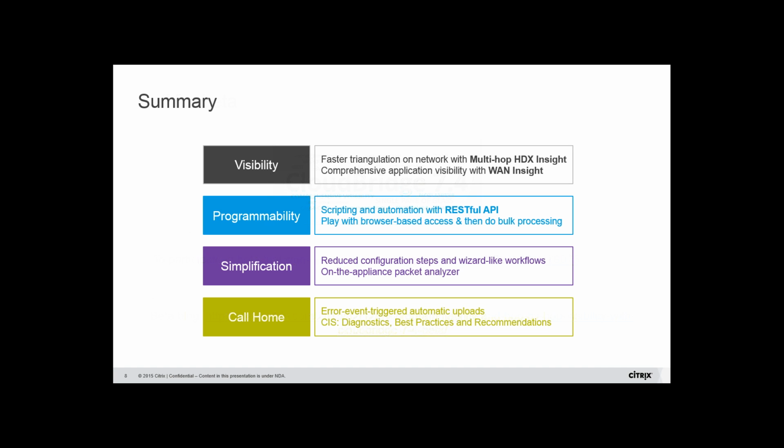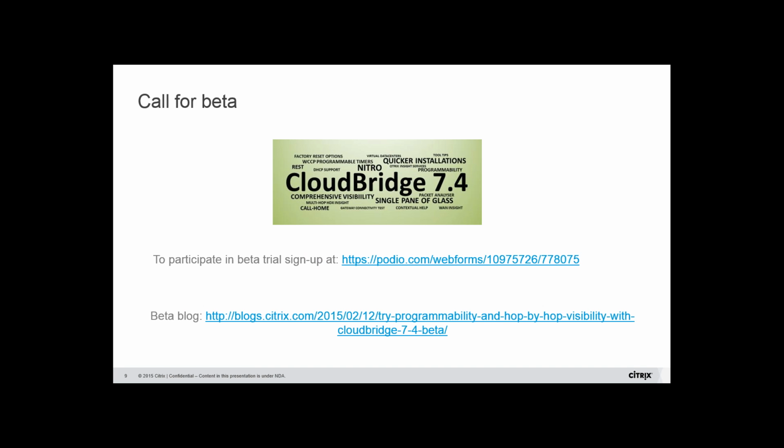A third thing is simplification, where we have either reduced the configuration steps or brought about wizard-like workflows. Not to forget the packet analyzers on the appliance, which help you visualize the trace files. And lastly, the call home from Citrix Insight services, which provides better diagnostics, some of the best practices, and recommendations for your configuration. So that's the update about the CloudBridge 7.4 release.